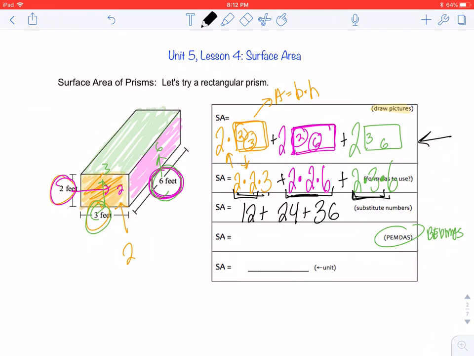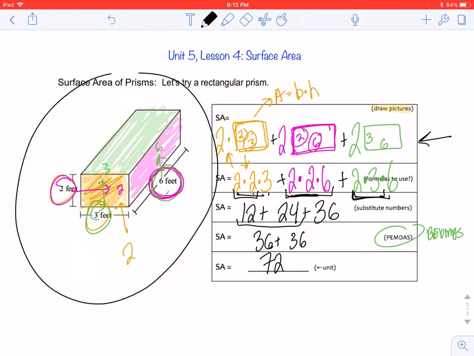So remember, we're doing multiplying, and then we're adding. I'm going to pull those 2 together. That's going to give me 36 plus 36. My final answer, my surface area of this whole figure over here, is 72. The units are feet. So therefore, it's feet squared, because, ladies and gentlemen, you are finding an area. The area is 2-dimensional, so our label is feet squared.